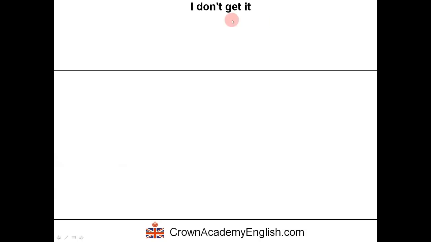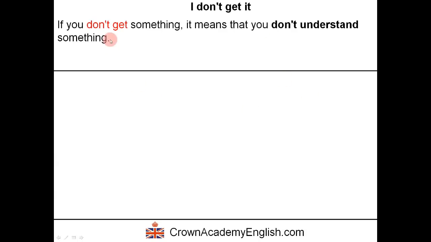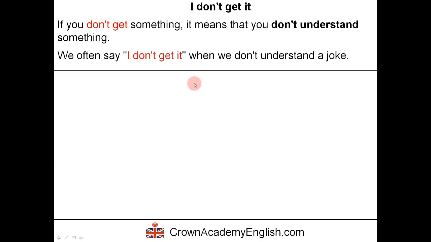I don't get it. If you don't get something, it means that you don't understand something. And we often say, I don't get it, when we don't understand a joke. Obviously, there are other situations when we say this, but it is very common when we don't understand a joke. We say, I don't get it. I don't get the joke.